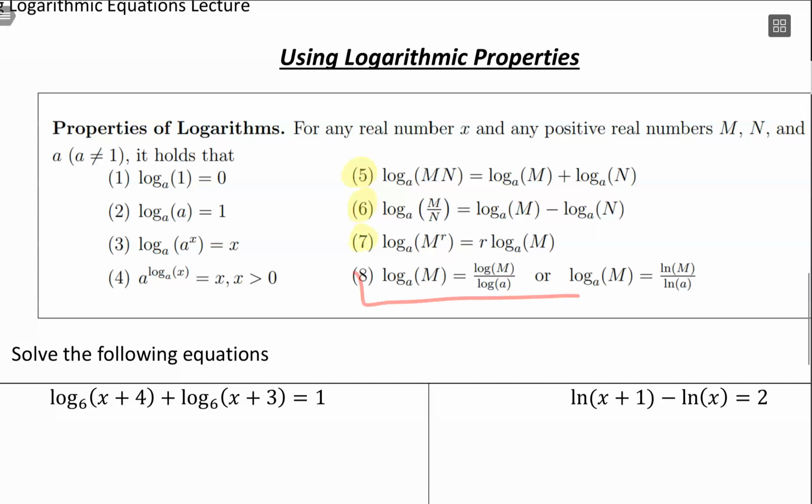Then on here is also your change of base formula, and then just some properties for how values cancel out when the base of the logarithm matches the base of the exponent and things like that.